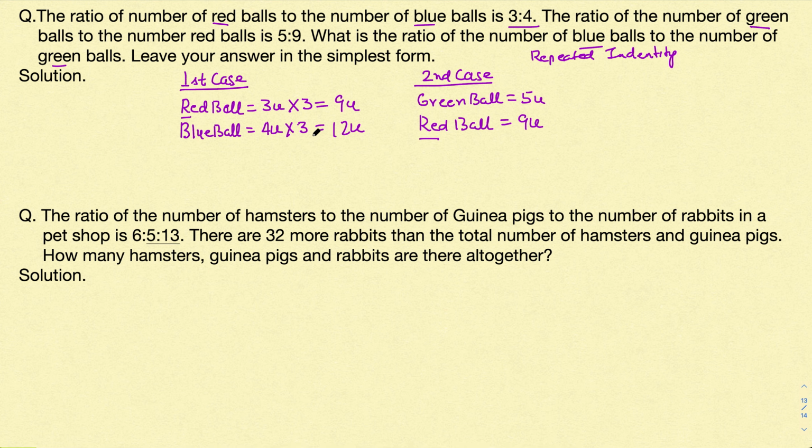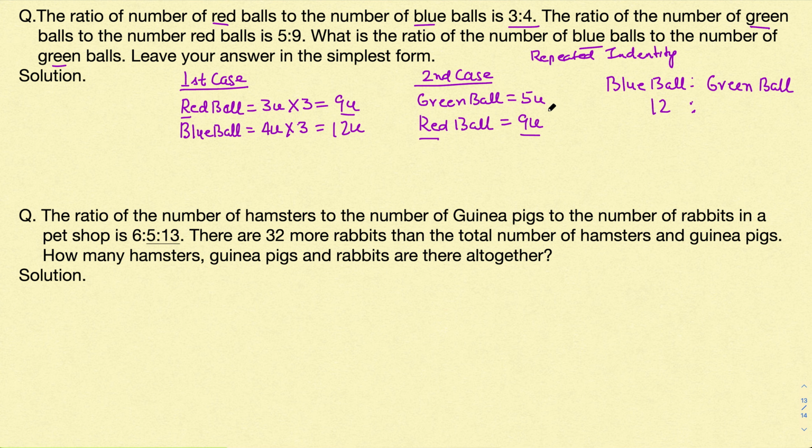Now in the first case as well as in the second case, we have red ball equal to 9 units. So what's our question? Let's read it. What is the ratio of the number of blue balls to the number of green balls? So we are interested in the ratio of blue balls to green balls. What is the number of units of blue ball here? It's 12 units, so we can write 12 here. And then how about the green balls?